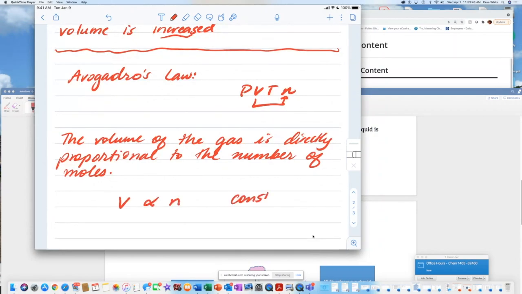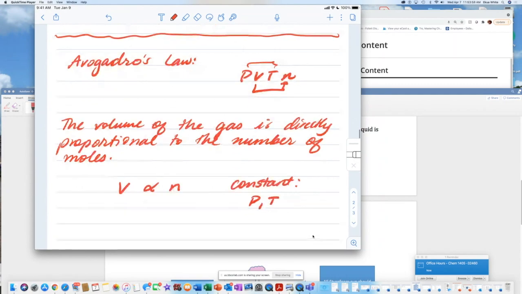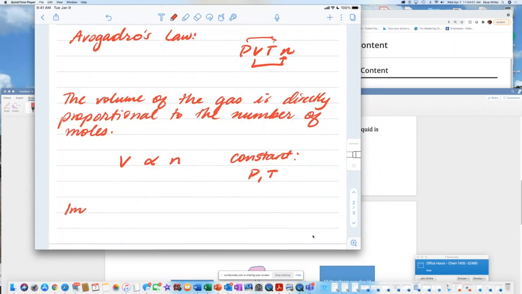What do I keep constant? The other two, keep them out of the way. So we keep these two here, pressure and temperature. Okay, so once again, what is the implication of this in the lab? Implication.